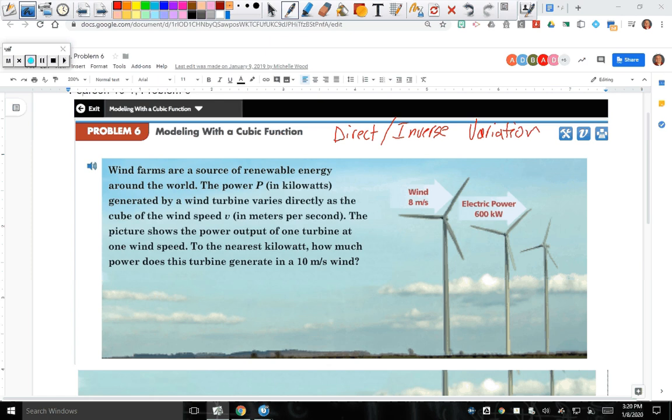All right. Who wants to volunteer to read this whole thing? Okay, go for it, Sophia. Windfarms are a source of renewable energy around the world. The power P in kilowatts generated by a wind turbine varies directly as the cube of the wind speed V in meters per second. The picture shows the power output of one turbine at one wind speed. To the nearest kilowatt, how much power does this turbine generate at 10 meters per second wind?